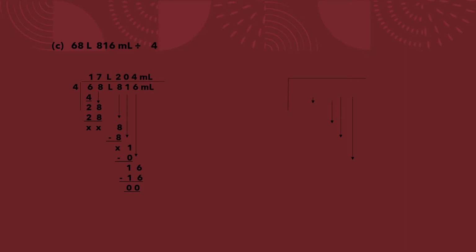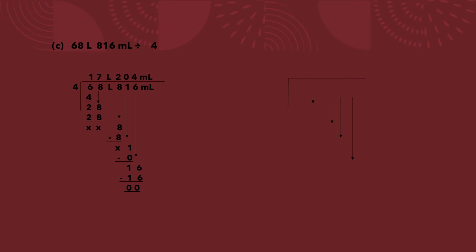Then bring down the next number, it will become 28. Now 28 comes in the table of 4 7 times. 4 sevens are 28. Now 28 minus 28 is 0. After that liter is written, so write down liter on the quotient also. Then come towards the milliliter side. The first number is 8. Now 8 also comes in the table of 4 2 times. 4 twos are 8. Then 8 minus 8 is 0.